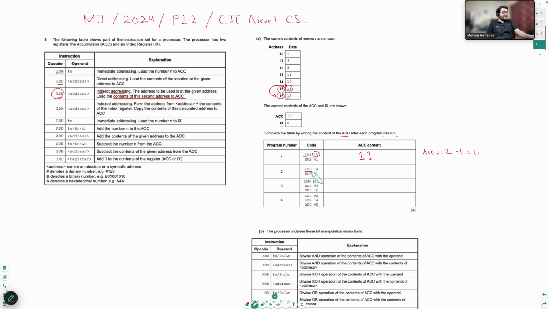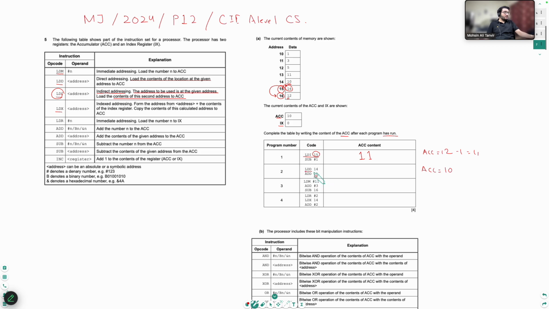Alright, now the next is LDD. If I go back, LDD stands for direct addressing. It means this time around we don't have any indirection or something like that. I'm just going to go on and load the content. So it says load the contents of the location of the given address to the accumulator. So LDD 14, so what is at 14? At 14 I've got 10. So I'm going to say accumulator equals 10 and it says add 11.